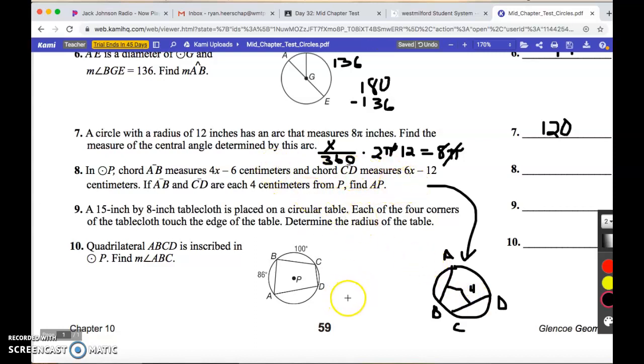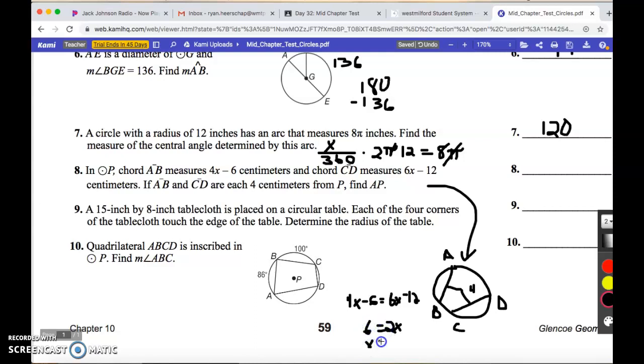So if I've got 4x minus 6 equals 6x minus 12. And same thing we did before. So set them equal and solve it. If I bring my x's over, there's a 2x here. And the other side gives me 6. So I know that my x is 3.